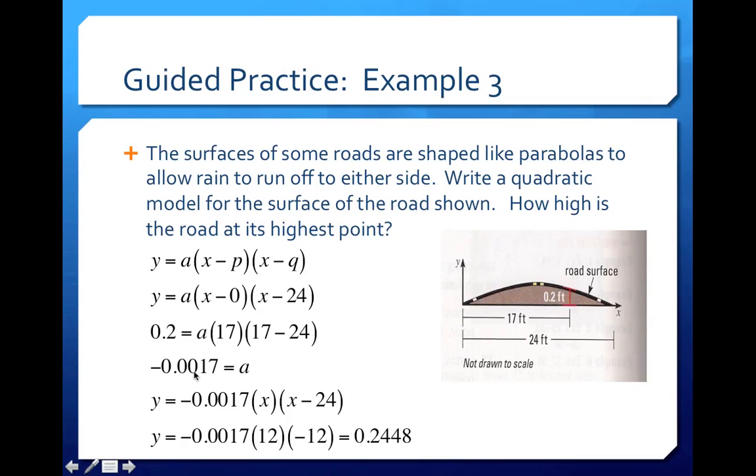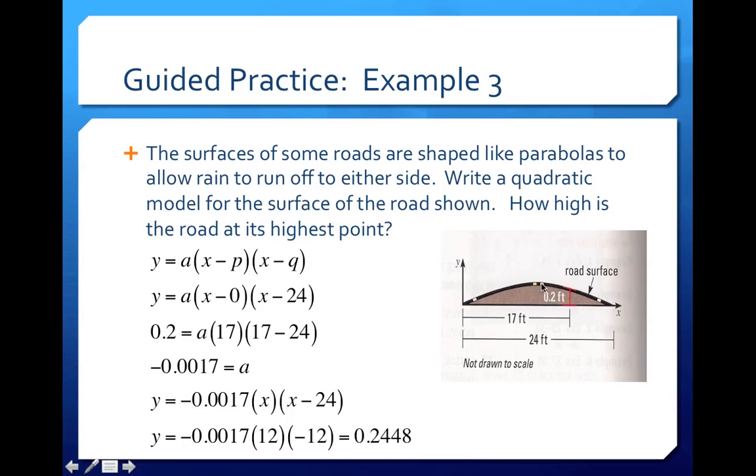So a ends up being about negative 0.0017. Once we establish that, we can put that back into our equation, and this right here answers the first part of our problem, which was to write the quadratic model for the surface of the road. So that is this part right here. Then we can use that equation to figure out how high is the road at its highest point.